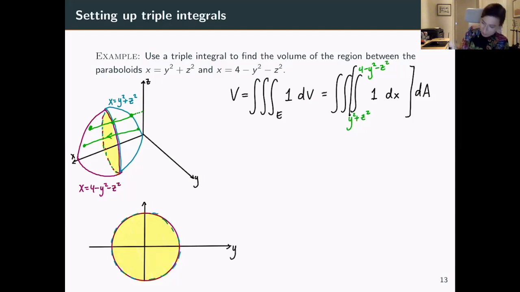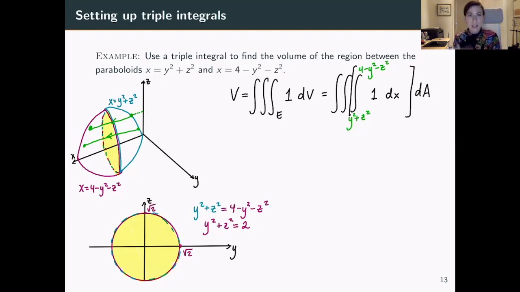Here I've got my variable y, and I have my variable z. This intersection is going to happen when we have y squared plus z squared equal to 4 minus y squared minus z squared, which gives me the equation y squared plus z squared equal to 2. So I have that my radius here is going to be the square root of 2.